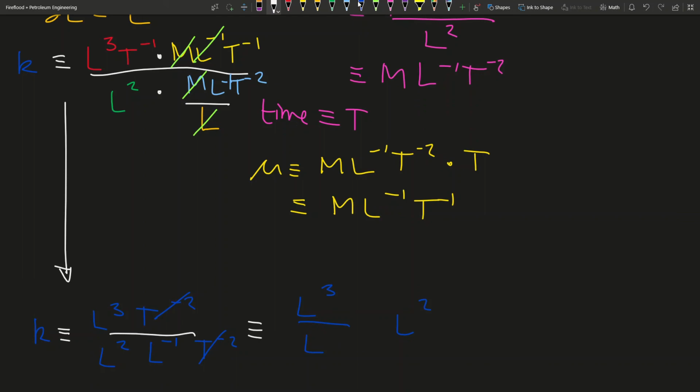So there we have it. Performing dimensional analysis, we managed to show that the units, the dimensions of permeability are length squared. So that's the end of this video.